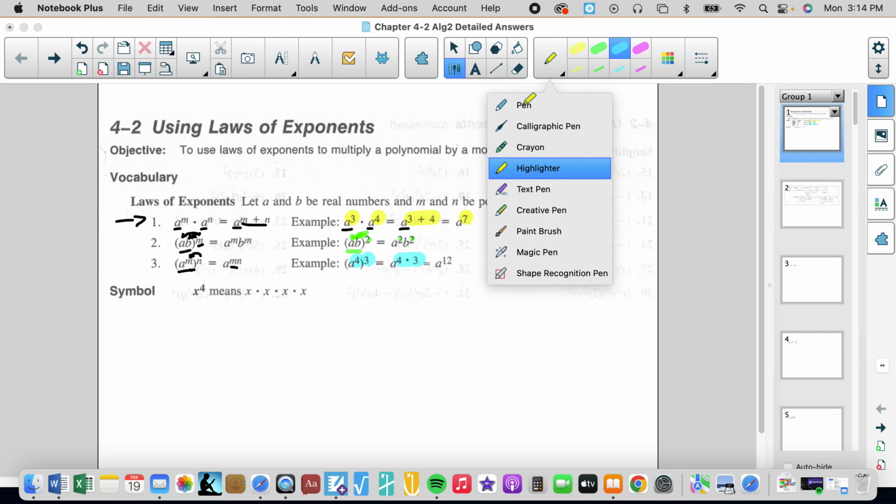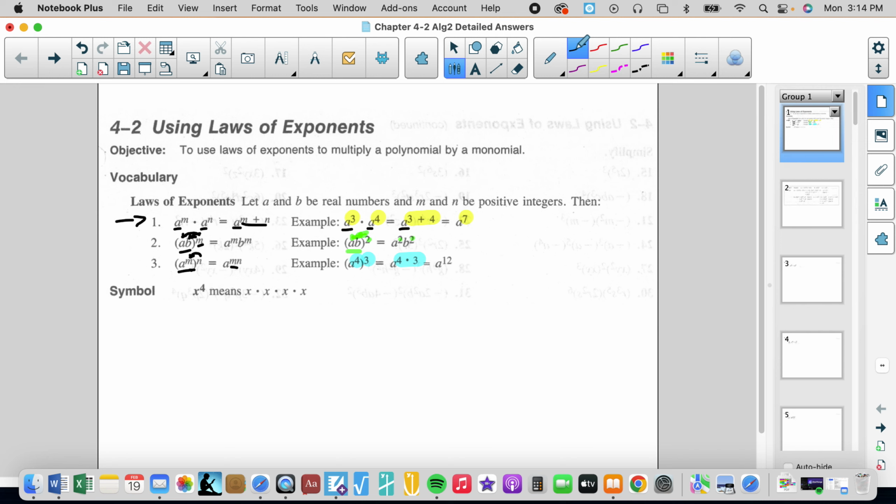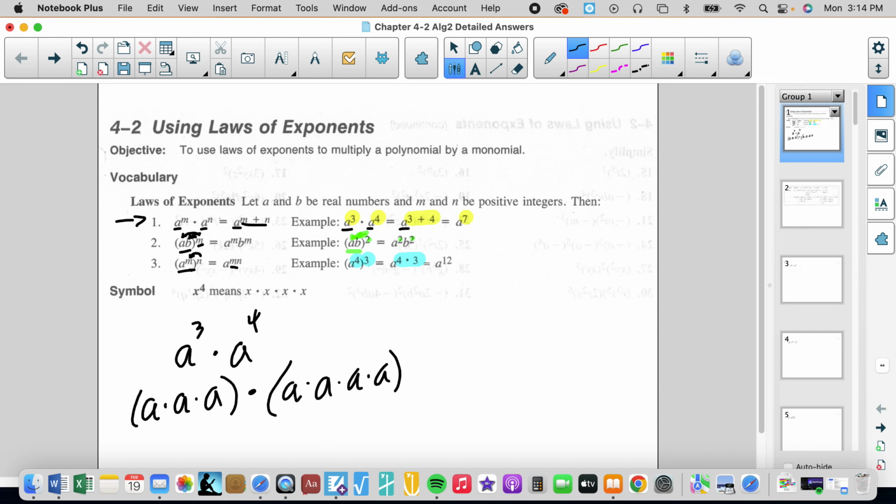So one of the things that I always like to show is the reason. And so this is the theoretical reason. When we have a to the 3rd times a to the 4th, we need to understand that that's a times a times a times a times a times a times a. So we have 3 a's multiplying 4 a's. So how many do we have a total of? Well, we have 3 plus 4, which equals a to the 7th.